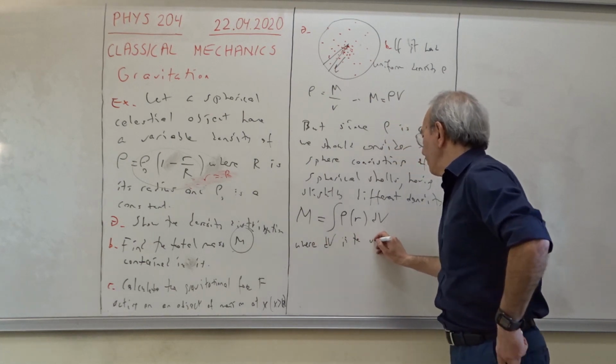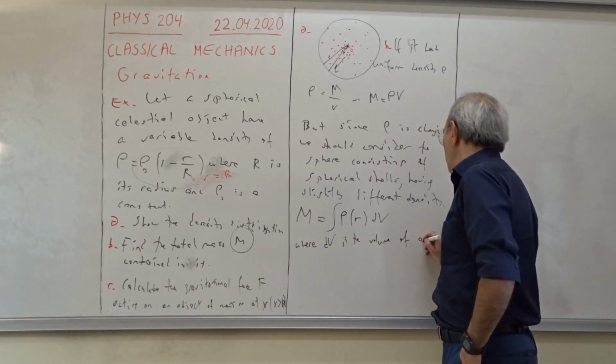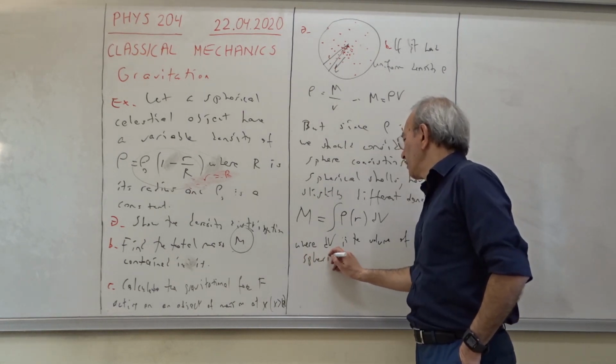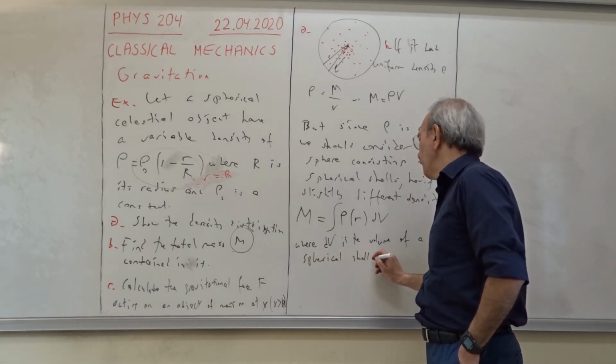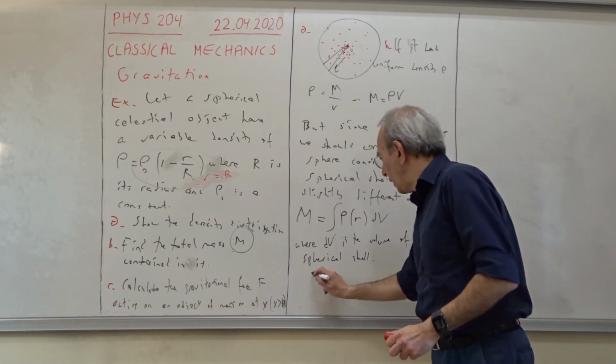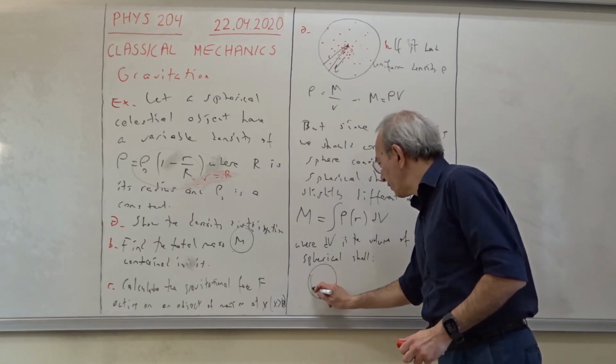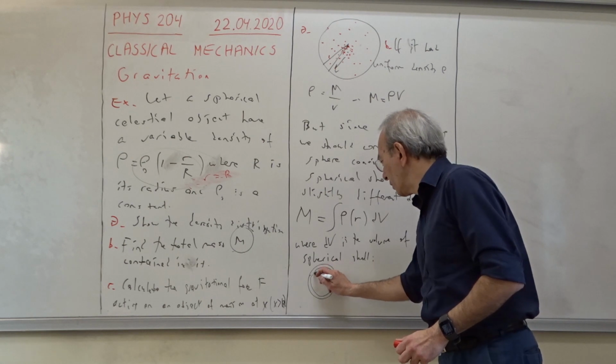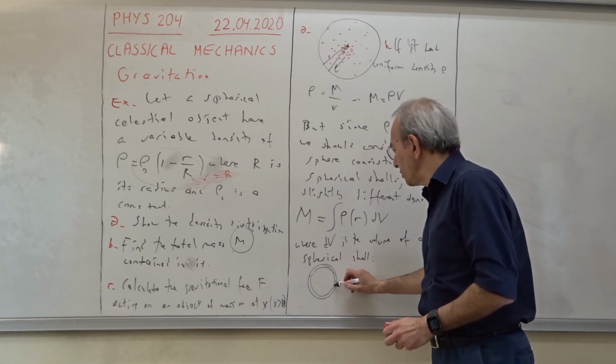Where dV is the volume of a spherical shell. How do you write the spherical shell's volume? It is a shell like this. So the material is here.